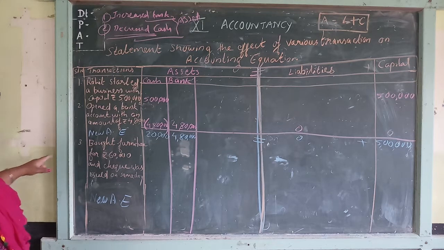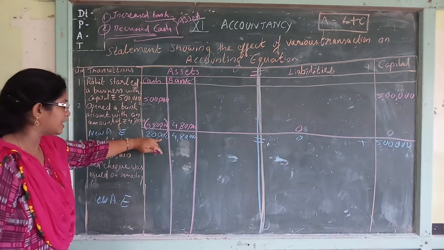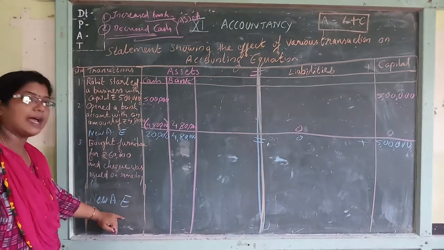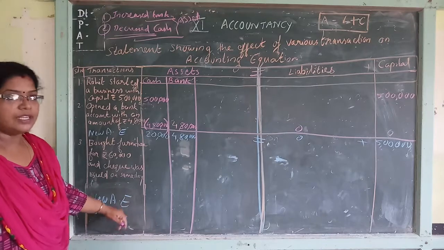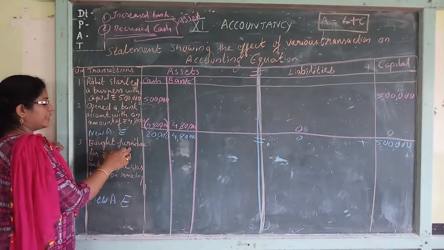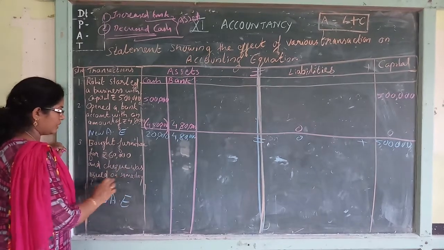Next is the next transaction. Now what is the next step? This new accounting equation you compare with the next transaction, then make another new accounting equation. That is the statement basis. So next is the next transaction: bought furniture for rupees 60,000 and check was issued on the same day.